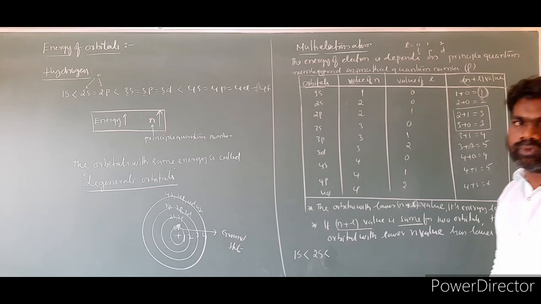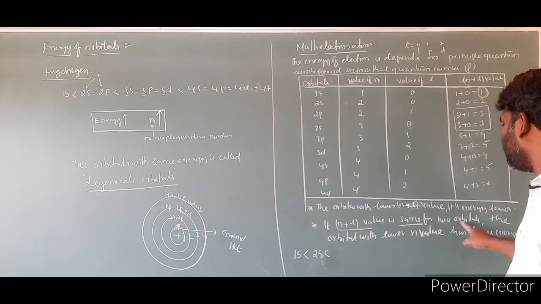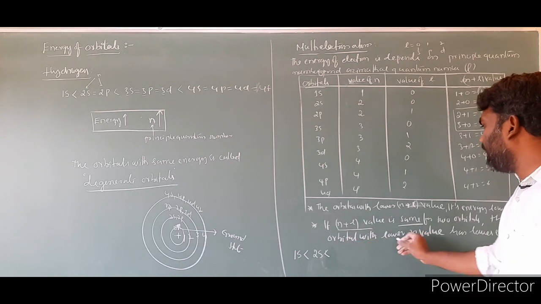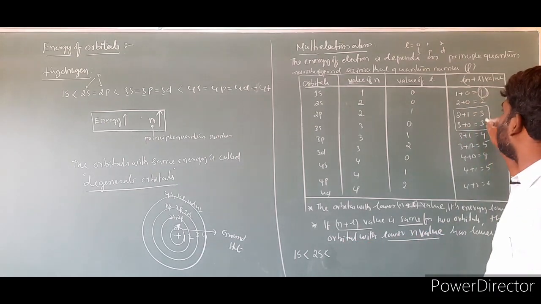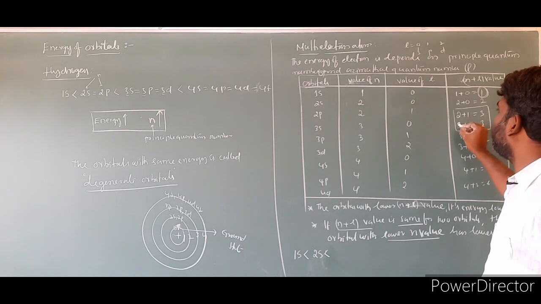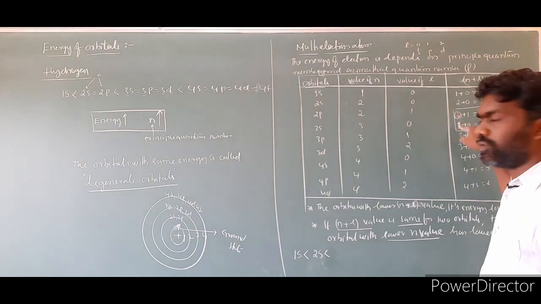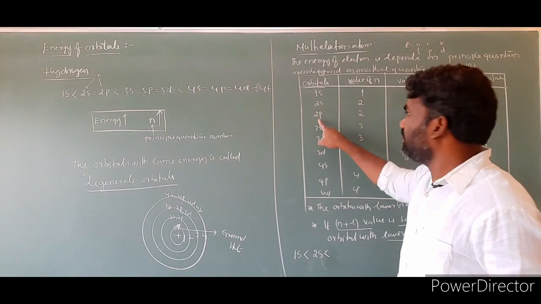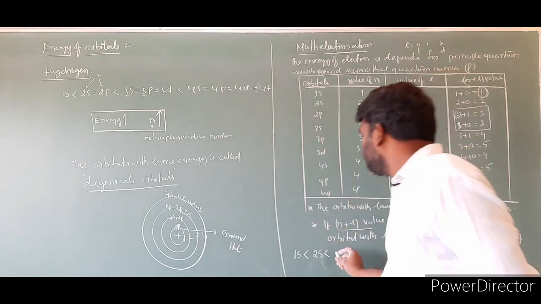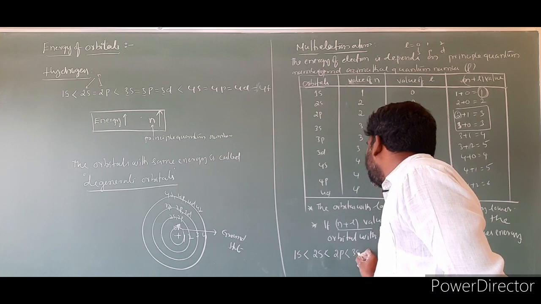3 and 3. So what is the rule when n plus l value is the same for 2 orbitals? The orbital with lower n value has lower energy. Here n value is 3, here n value is 2. That means 2p has the lower n value and 3s has the higher n value. That means 2p is less than 3s.